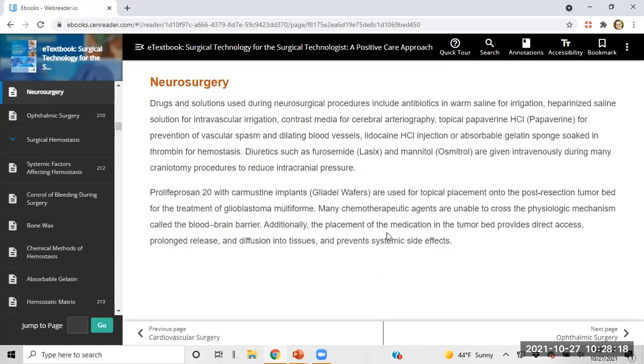Neurosurgery, there are going to be antibiotics in warm saline that they're going to use for irrigation. There also may be some heparinized saline for other irrigation. Contrast media, again, some of these are going to be used by anesthesia, not you. And then diuretics, so anesthesia is going to be injecting these, but diuretics, that's Lasix, which is going to help pull some water off, and mannitol. All of these are used to help reduce cranial pressure. So you can read through all of these.